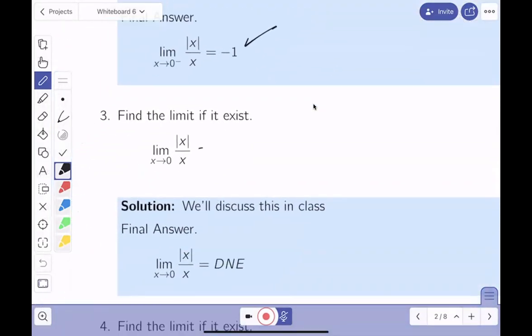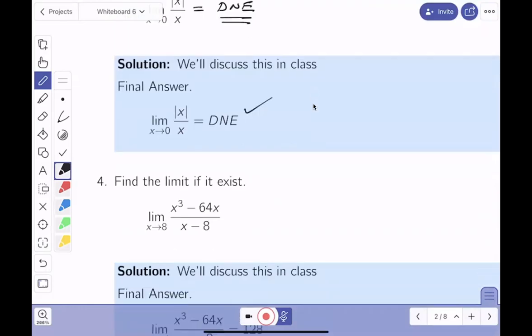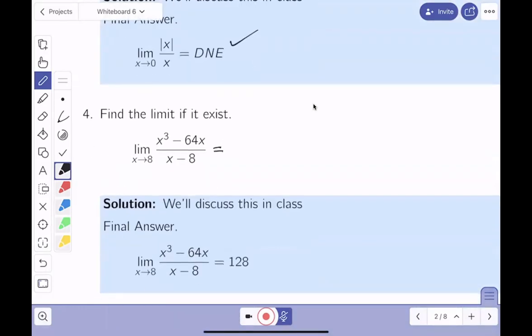This one over here, the left and right limits do not agree. So this is a clear case of it does not exist. All right, give it to me right over here. Good, number 4. And over here, I'm looking at it, and I'm going to say relatively simple.